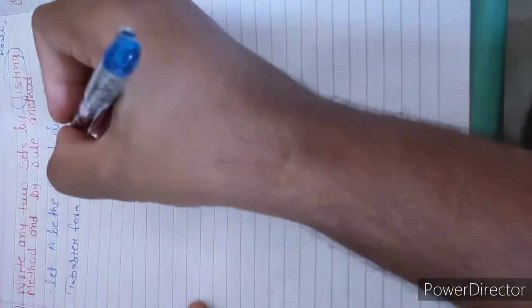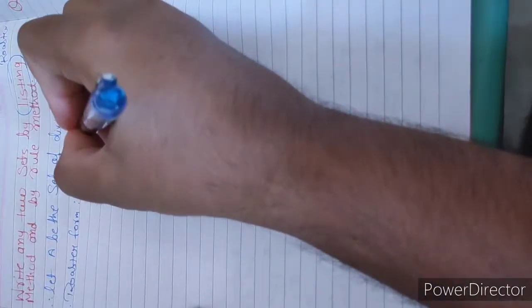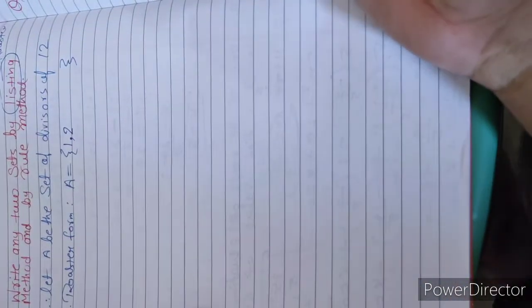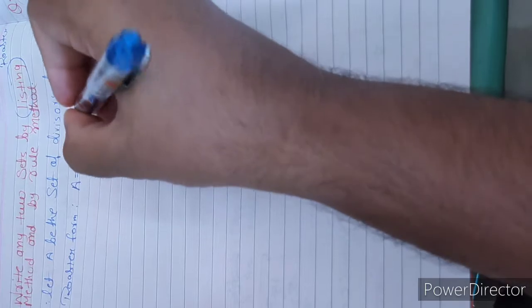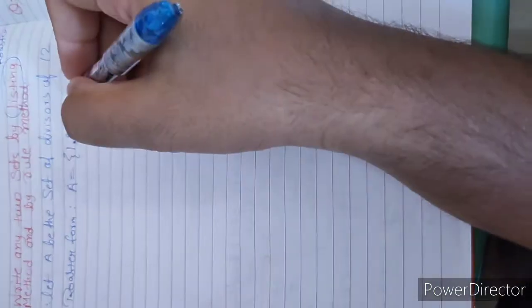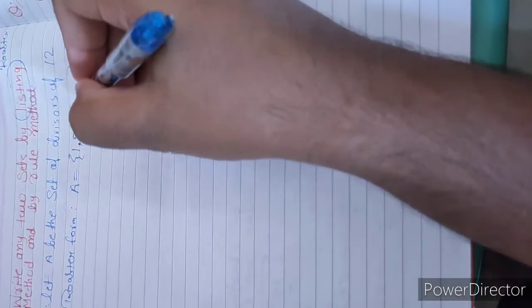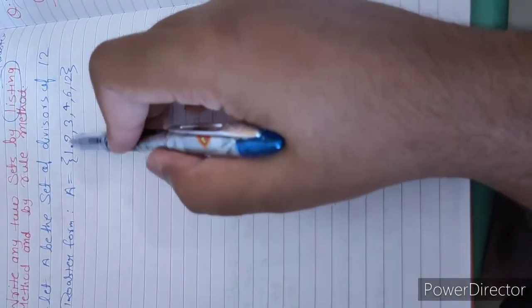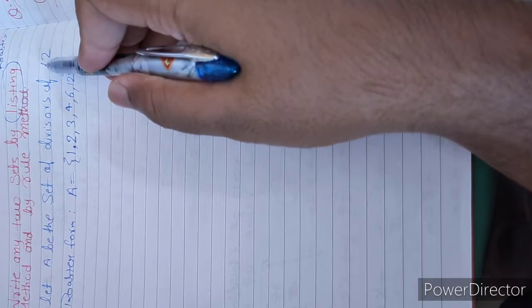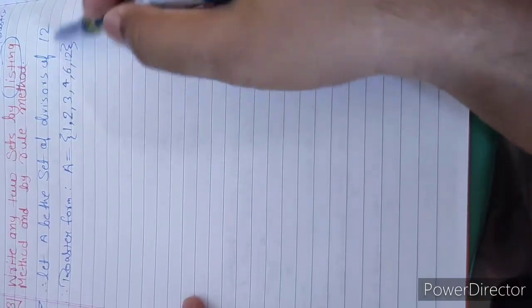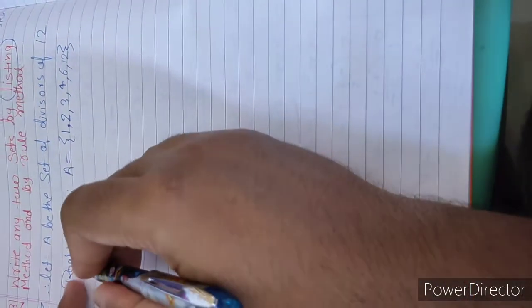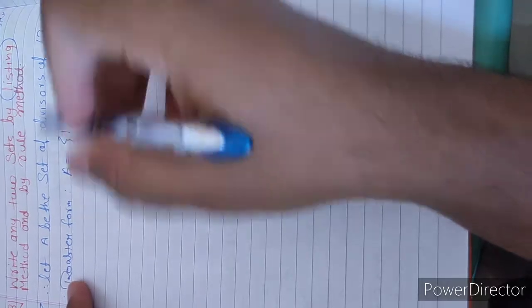What are they? 1. 1 divides 12. 2 divides 12, 2 sixes are 12. 3 divides 12, 3 fours are 12, and again 4 and 6 and 12 itself. These 6 numbers are the divisors of 12. What does it mean? These 6 numbers can divide 12. We have written this in roster form.